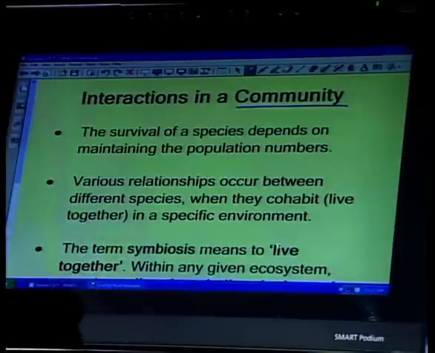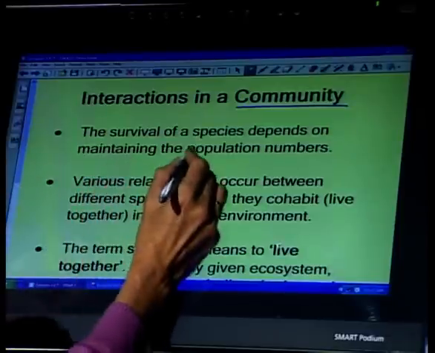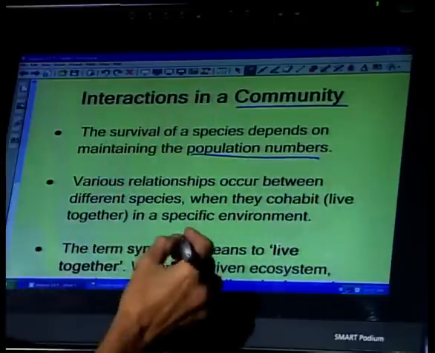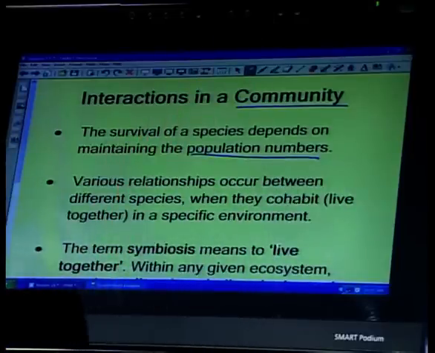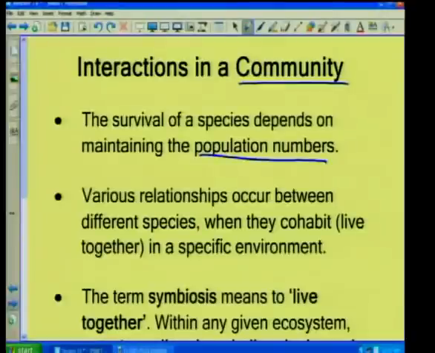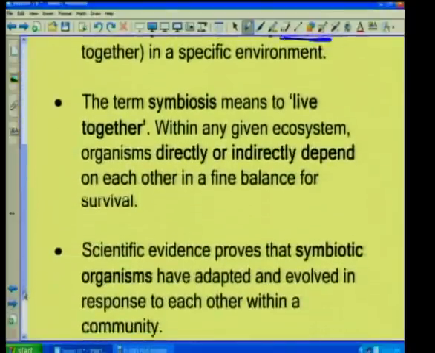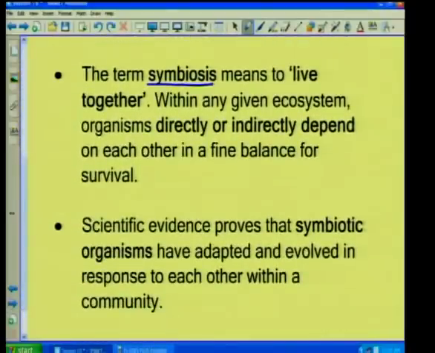Okay? Survival of a species depends on maintaining the population numbers. If those numbers are too high, you're going to impact on the carrying capacity and cause environmental resistance. So it's very important that those population numbers remain constant. Various relationships occur between different species when they cohabit, which means they live together in a specific environment. Now, we've got a term called symbiosis that you must know, and symbiosis means to live together.